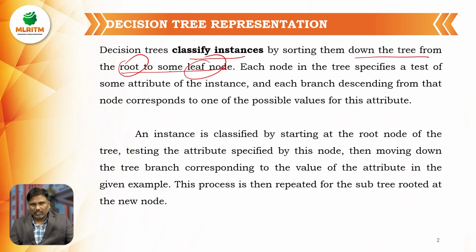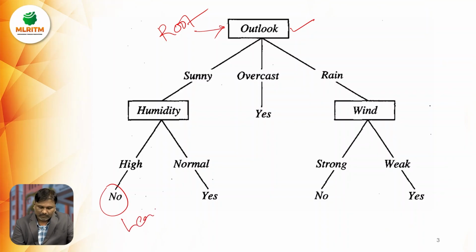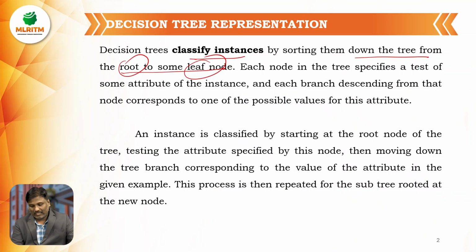Okay, so what is the root and what is the leaf node? Out of all my attributes, I have to find the highest gain attribute as my root node, and then go down to the leaf condition. So this is my leaf state. So we go down from the root to the leaf node by the classification of instances.